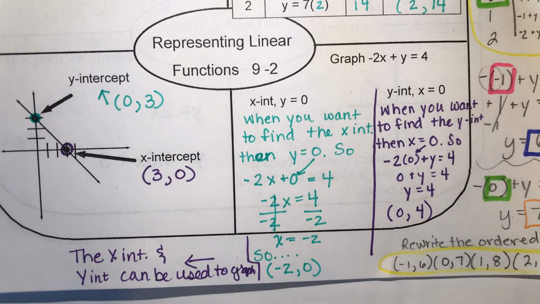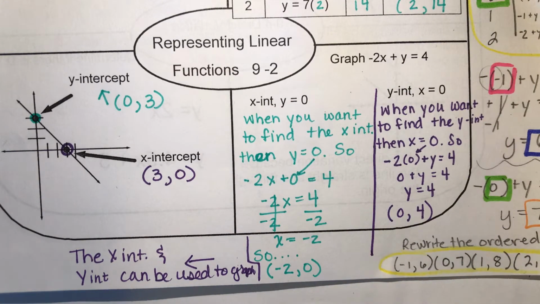All right, guys, now we are looking at the second half of 9-2, representing linear functions. We did the top half yesterday. Today we are going to do the bottom section. I'm going to first focus right over here on the left-hand side, just talking about the y-intercept and the x-intercept.